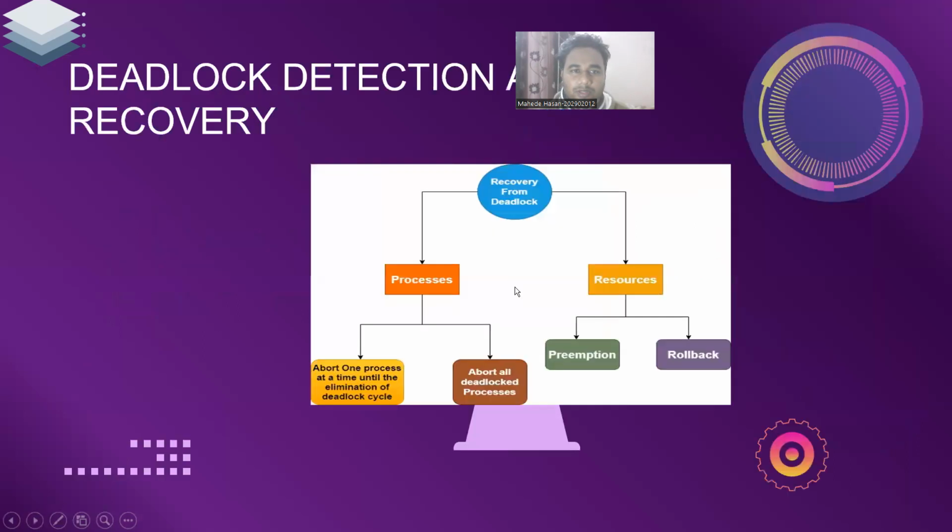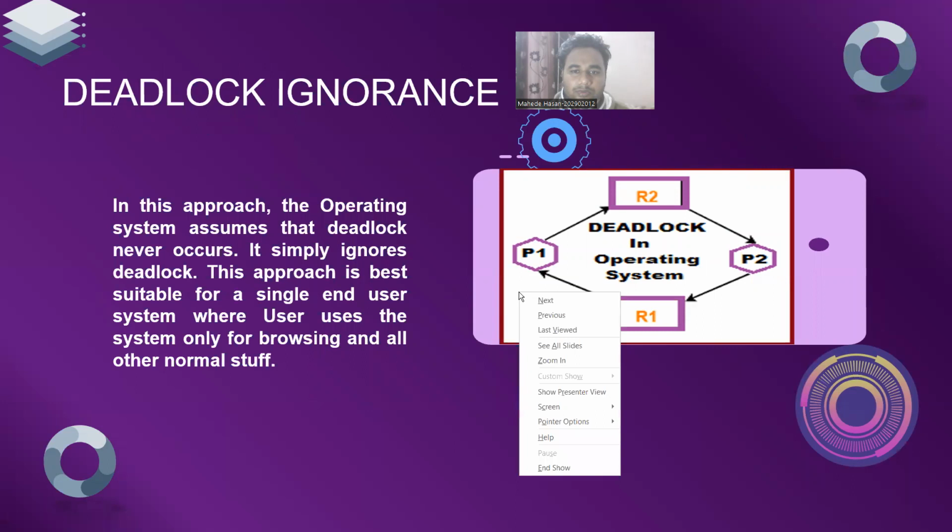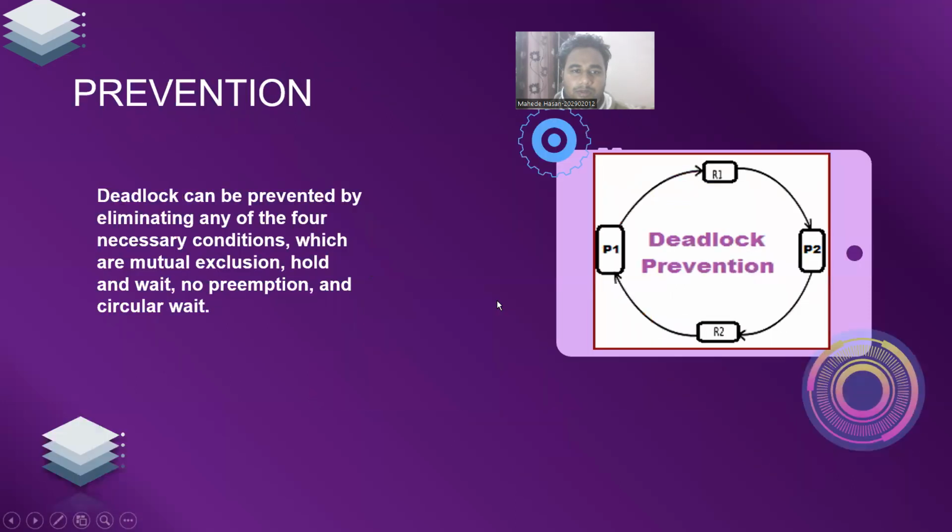Now let me explain broadly. First of all, mutual exclusion. It can be resolved if the resource is made a hardware property. For example, a printer cannot be simultaneously shared by several processes. This is very difficult because some resources are not shareable. Hold and wait can be resolved using the conservative approach, where a process can start only if it has acquired all the resources.